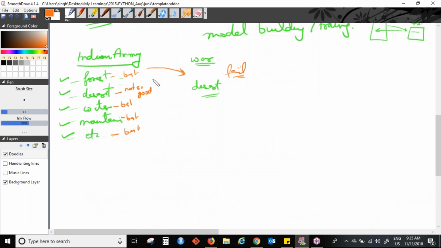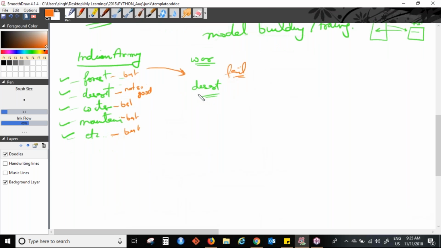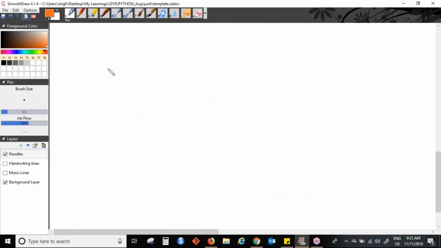Okay, I think I should go back to the previous example. This example is a little more complex to understand, so let me go back to the same example. We are trying to understand the concept of cross validation. To understand the process of cross validation, first I'm trying to explain why just train and test is not good.